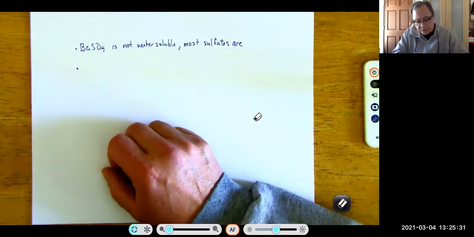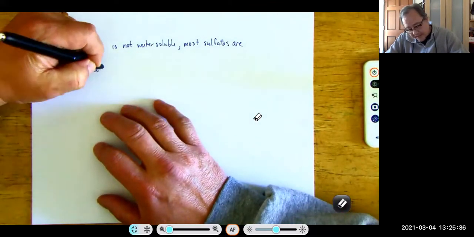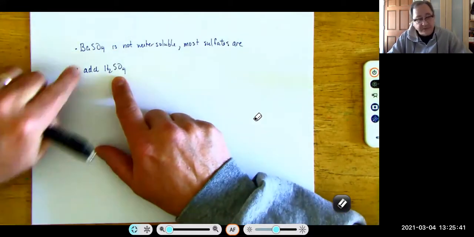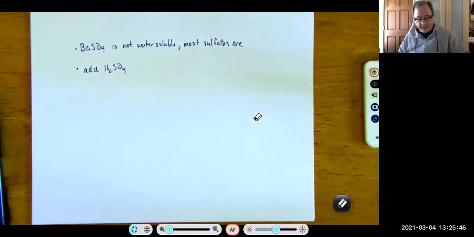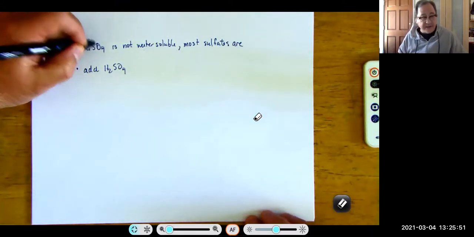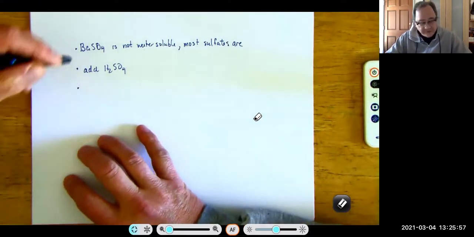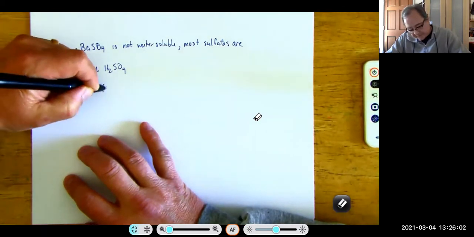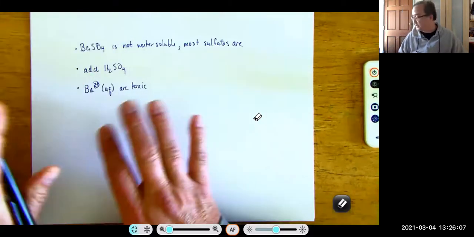And in order to ensure the water insolubility, you usually add sulfuric acid, and this common ion effect keeps the barium sulfate from dissolving. The more sulfate you can have dissolved in water, the more likely you will keep some of it undissolved if it can be combined with a barium ion. Some of the downsides of using this is that dissolved barium ions are toxic. So we have to be very careful with this lab.